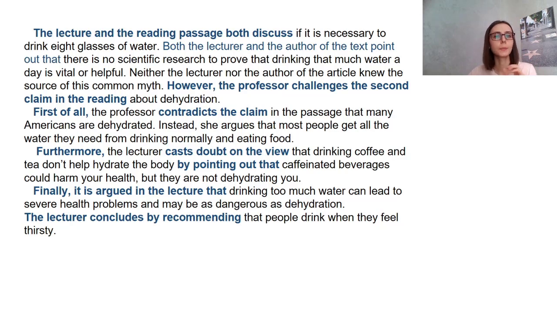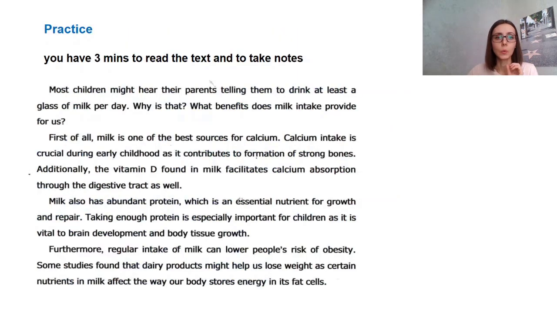Okay, and now let's practice. So guys, here you have a text and I give you 3 minutes and I'd like you to read this text to yourself, then it will disappear. Prepare some paper and a pen for you and be ready to take notes on the main points of the text. So, ready? All right, so you have 3 minutes. Read the passage and take notes on the main points.